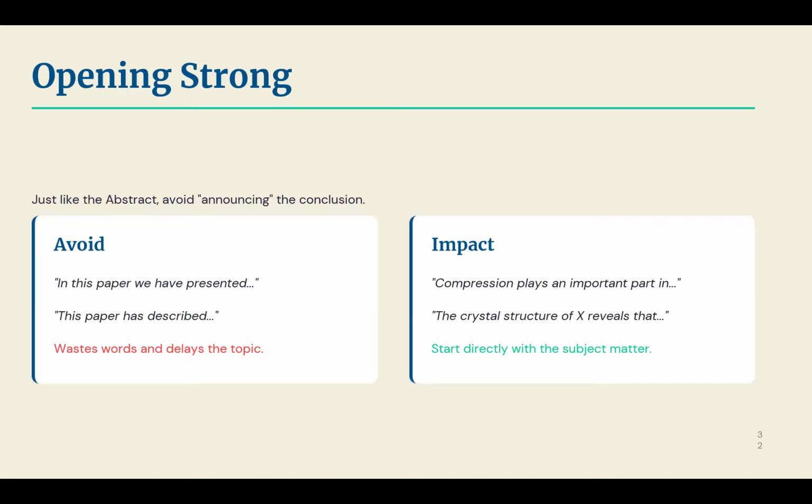actually, when you start directly with the subject matter, it is easy for your reader to detect the conclusion, and it does not waste any words. Look at the example. "Compression plays an important part in a particular process." You see? So you come to the conclusion. You studied the impact of compression and say it is the conclusion. "The crystal structure of X reveals that." So you bluntly, very straightforwardly jump into the conclusion and reveal it so strongly.